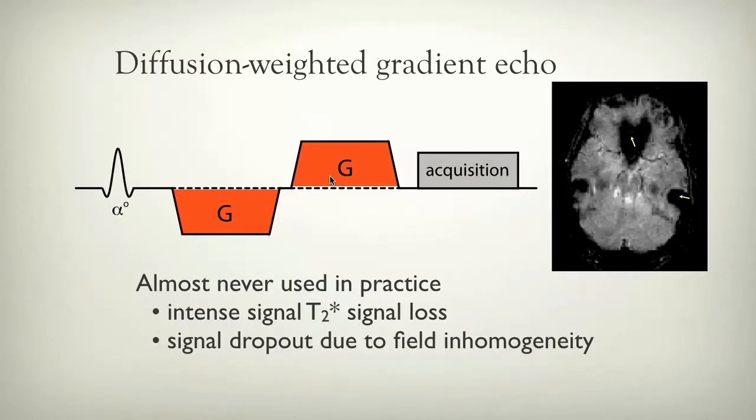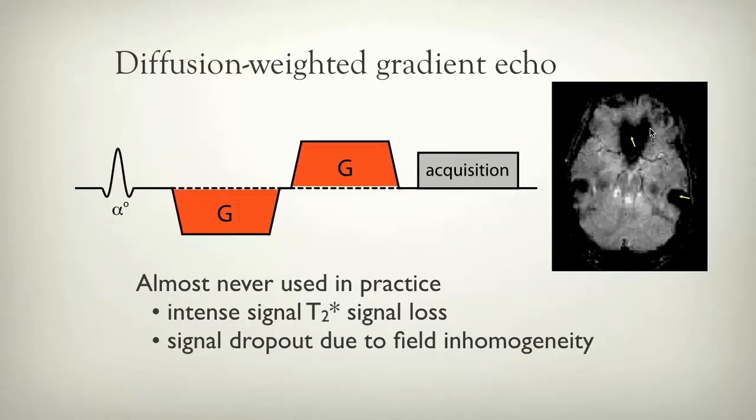Okay? Now, in practice, I'm actually not aware of any situation where people use this particular sequence in the context of diffusion contrast. The problem is that it has intense T2 star signal loss, okay? Other sources of dephasing create signal loss, and in particular, if you were to get an image with this, you would see something that looks like this. So those of you who are familiar with fMRI, this is a common artifact we have in fMRI. fMRI is another gradient echo technique. We have these intense regions of signal dropout, okay? And that's because we have strong field inhomogeneity there.